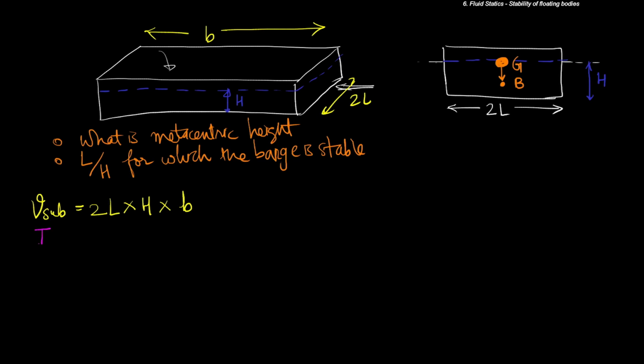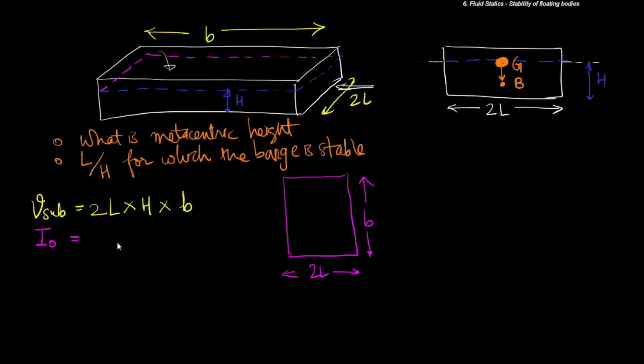Next, what is the second moment of the waterline area? If you look at this waterline area from the top, it would have a length 2L and a length B. So the second moment of area about this particular axis is going to be 1 by 12 times B times 2L cubed. We should be able to obtain this result fairly easily. This is going to be 8 upon 12, which is 2/3 BL cubed.